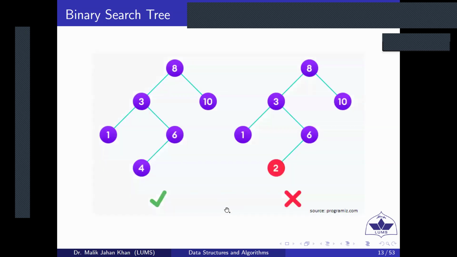Now, if you look at these two examples, the left side is a binary search tree, the right side is not a binary search tree. Why is the left side a binary search tree? Because it holds those two characteristics true for all nodes. And what is the reason the right side is not a binary search tree? Any guess why the right side is not a binary search tree?